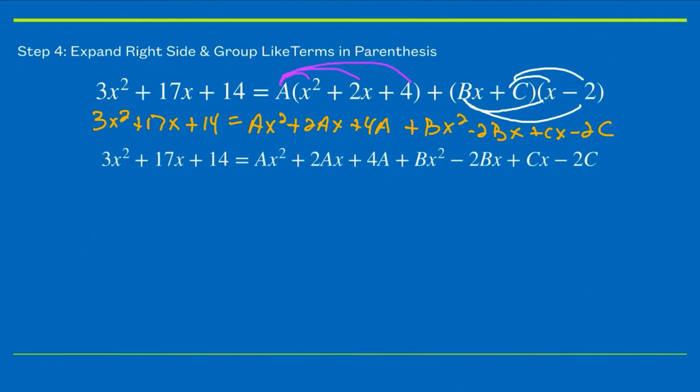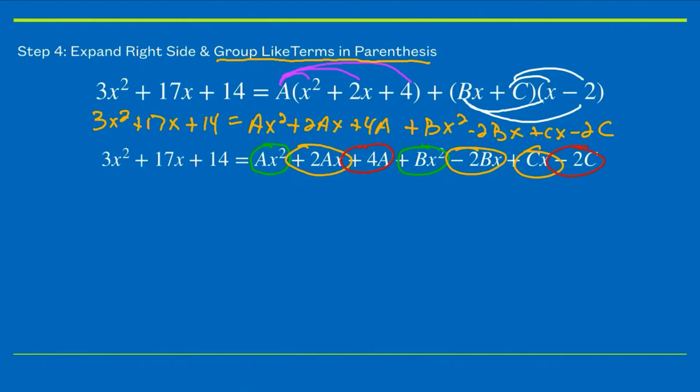We're going to have all that cleaned up. And then the next part of the step here says to group like terms in parentheses. So basically anything with a square, so you can see these right here, the ax squared and the bx squared, I'm going to group those. And anything with an x to the first, we're going to group those. And then anything with a constant term, I'm going to just wind up grouping those. So the 4a and the negative 2c with my constants.